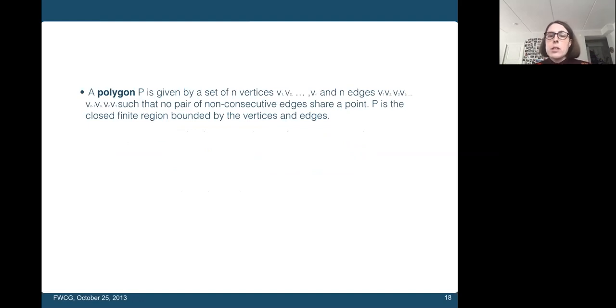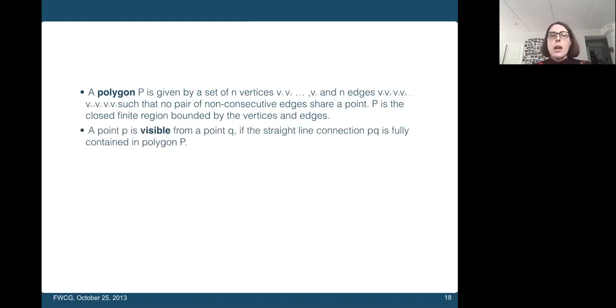A polygon is given by a set of vertices, V1 to Vn, and edges, where you have edge V1, V2, edge V2, V3, and so on until edge Vn minus 1, Vn and Vn, V1, such that no pair of non-consecutive edges share a point. And the polygon P is a closed finite region bounded by the vertices and edges. And now a point P is visible from a point Q if a straight line connection PQ is fully contained in the polygon.